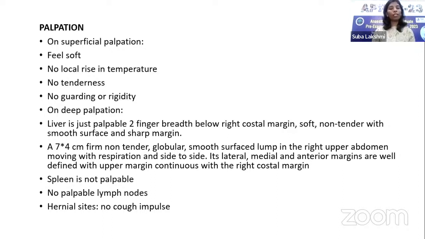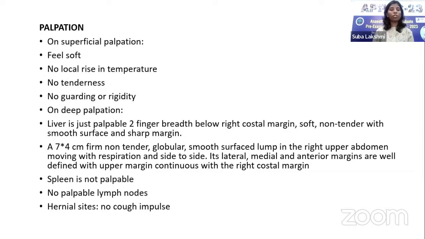On deep palpation, liver is just palpable, 2 finger breadth below the right costal margin, soft, non-tender with smooth surface and sharp margin. A 7 cross 4 centimeter firm, non-tender, globular, smooth surface lump in the right upper abdomen, moving with respiration and side to side. Its lateral, middle, and anterior margins are well defined, with upper margin continuous with the right costal margin.